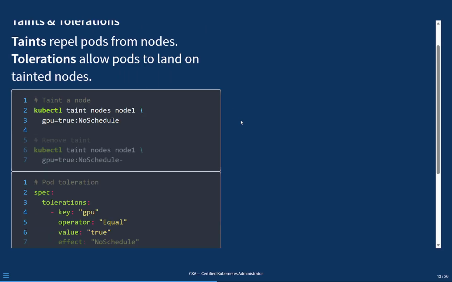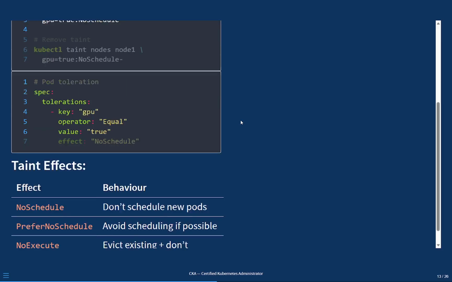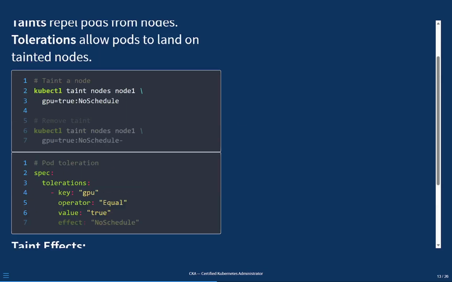Tolerations are applied to pods. A pod with the matching toleration can land on a tainted node, but it's not forced to. Look at the 3 taint effects in the table. NoSchedule prevents new pods from landing. PreferNoSchedule is a soft version. The scheduler tries to avoid it, but won't guarantee it.